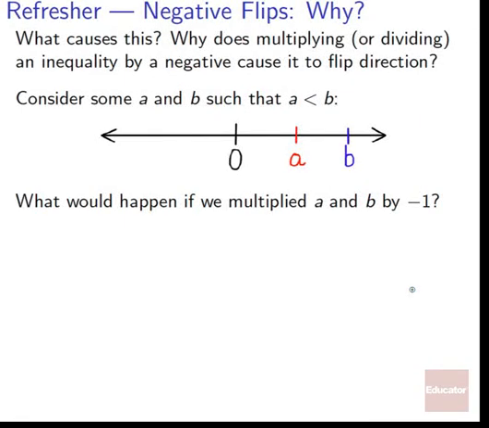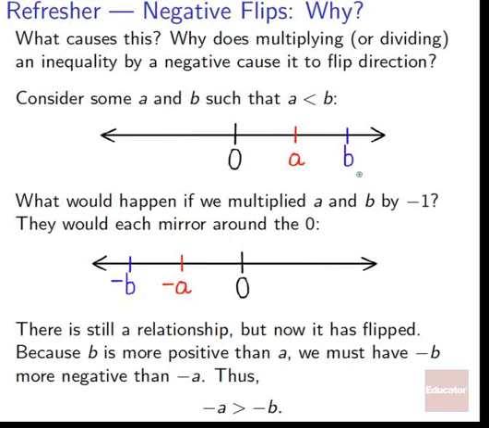What causes this to happen? Why do we see this negative flipping? You've probably learned about it in algebra for a very long time, but you might not have a great understanding of it. So let's actually get this. Consider if we had some a and b where a is less than b. So on our number line, a would come before b. A would be closer to the zero than b would be. So what would it look like if we multiplied a and b by negative 1? Well, that would cause this mirroring around the zero, right? They would pop to the opposite side depending on the distance that they originally were from the zero.